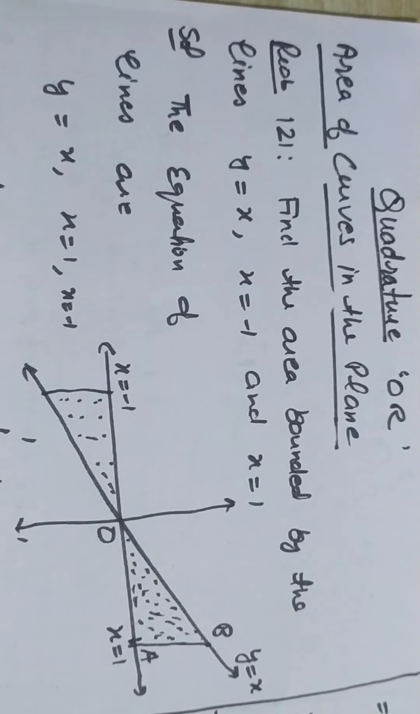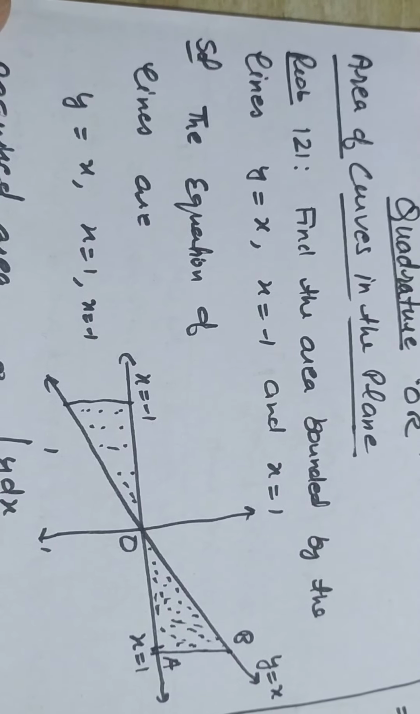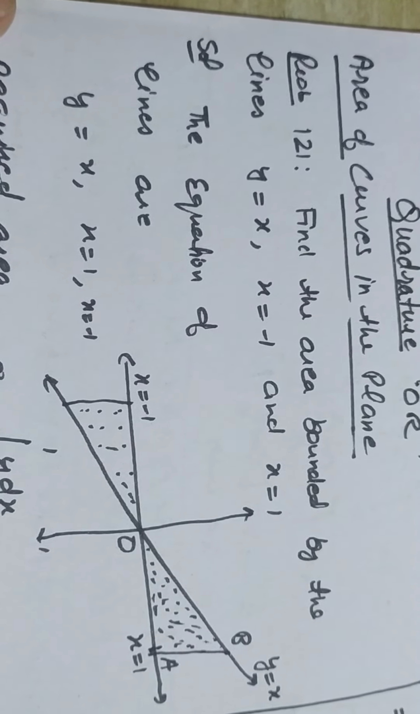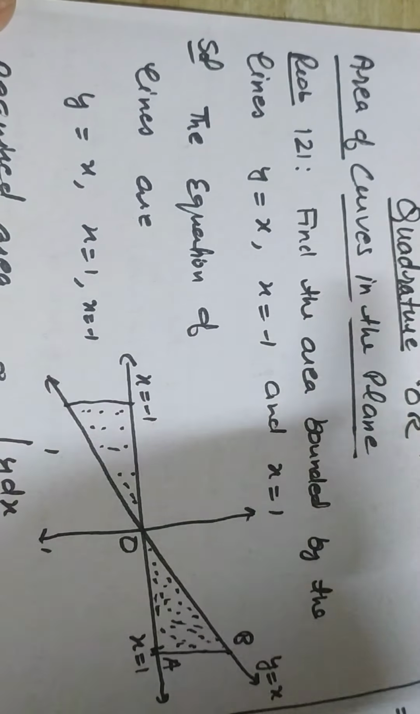After finding the length of arc, which is covered under the concept of rectification, we shall now start the next topic, that is quadrature. Quadrature is nothing but the area of curves in the plane. Earlier we were finding the length of arc of the curve. Now we will find the area of curves in the plane.